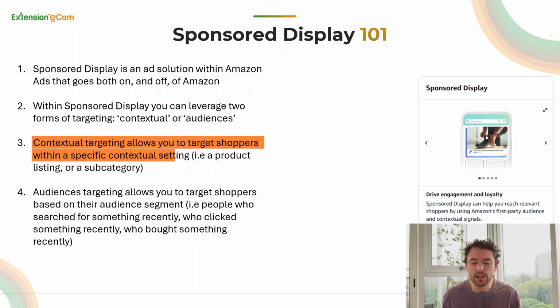Now, contextual targeting allows you to target shoppers within a specific contextual setting. So think about targeting a specific product or targeting a specific category. When shoppers then end up in that contextual setting, they will see your ad.